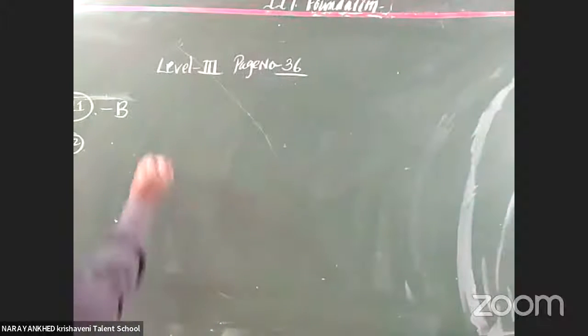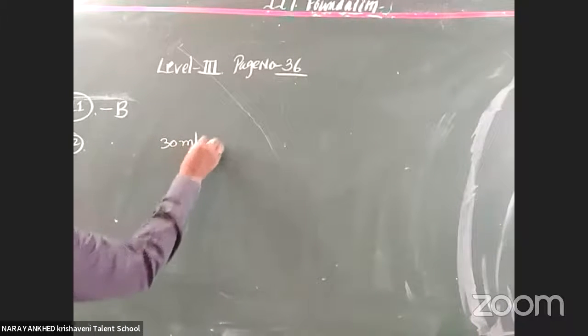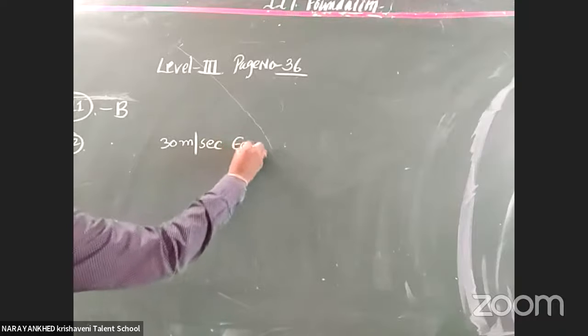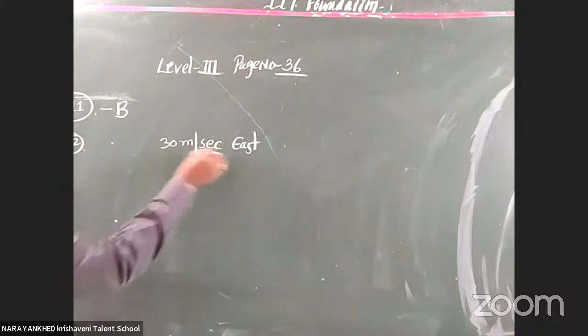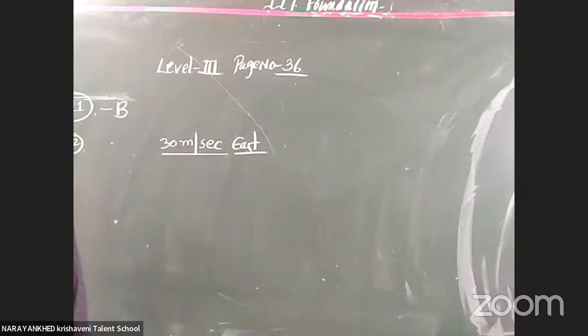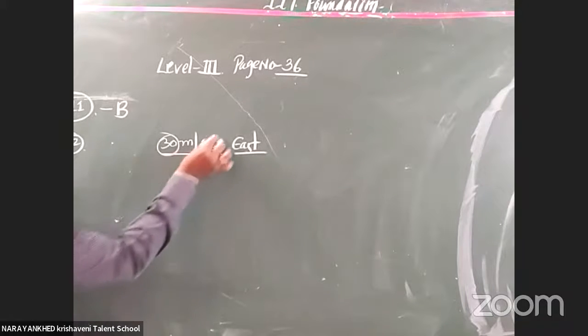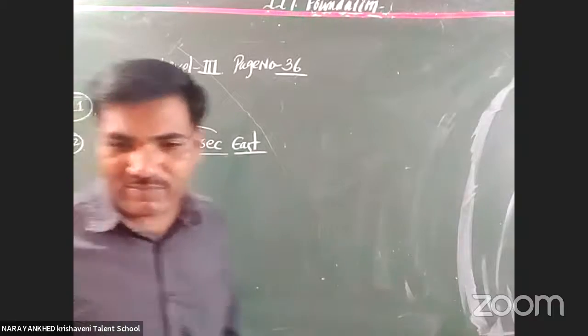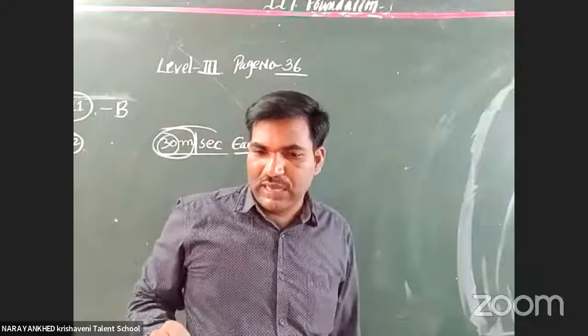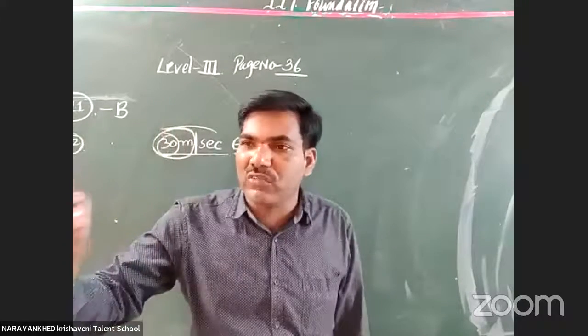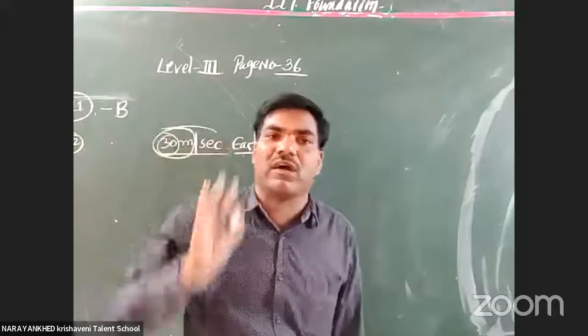Suppose we write the velocity is 30 meter per second in the east direction. Got it? 30 meter per second. What is this 30? Magnitude. That is why this part is called scalar. In a vector, a scalar is compulsorily there. Yesterday I gave this information. In a vector, whatever magnitude is there represents the scalar of that vector.